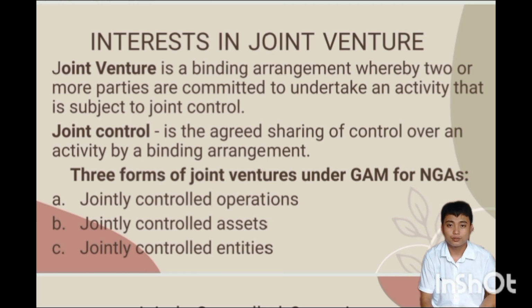So the next one is joint control. What is joint control? It is the agreed sharing of control over an activity by a binding arrangement.